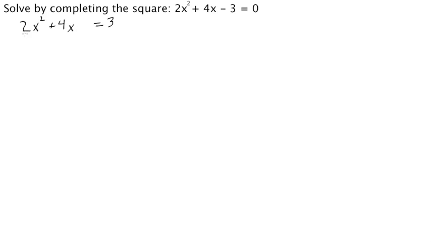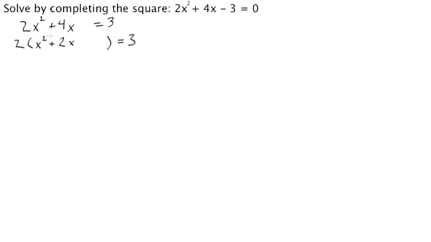What I'm going to do now is factor out the coefficient of my squared term. I am not going to factor out an x term. That's a common mistake. I will not do that. I'm only going to factor out that 2. So when I factor out the 2, this will become 2 times x squared plus 2x. And on the right-hand side, I still have 3. Notice I just factored this out. I'm not actually multiplying this out of the blue, so that's why I'm not multiplying this side.